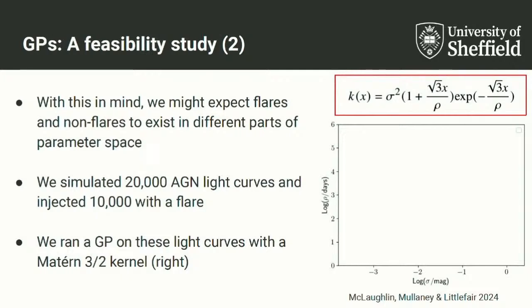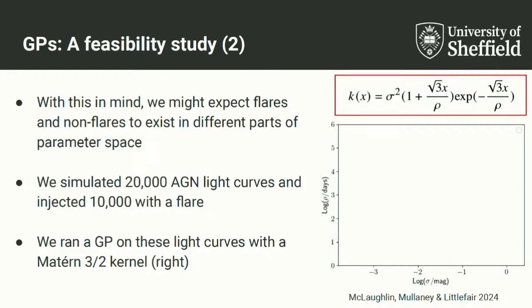Okay. So with this in mind, as I said, if every individual light curve is going to have different variability parameters, different hyperparameters calculated by a Gaussian process, one can imagine simulating normal AGN light curves and AGN light curves that contain flares, and one might expect those variability hyperparameters to exist in different parts of that parameter space. And so that's exactly what I did. I simulated 20,000 AGN light curves with a damped random walk, 10,000 I left alone, and 10,000 I injected with Gaussian flares.